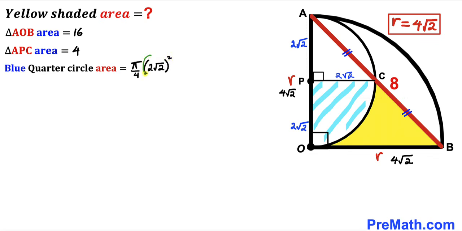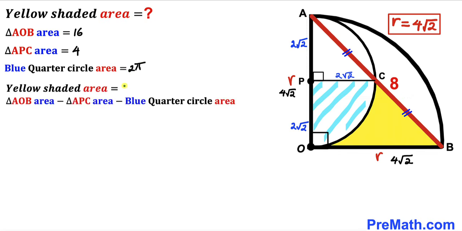Here, if we take the square of 2 times square root of 2, that gives us 8. So we can write pi divided by 4 times 8, and that is equal to 2 times pi square units. So the area of this blue quarter circle turns out to be 2 times pi.